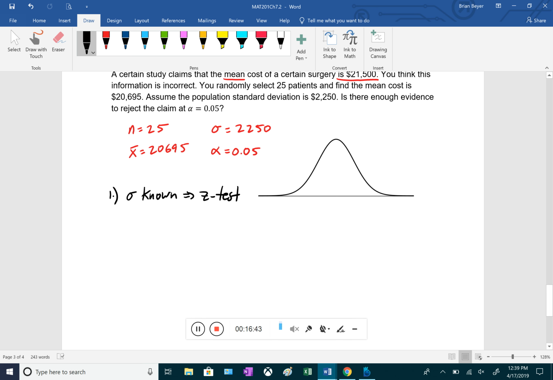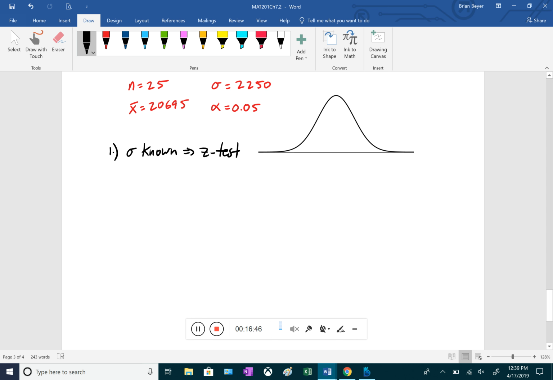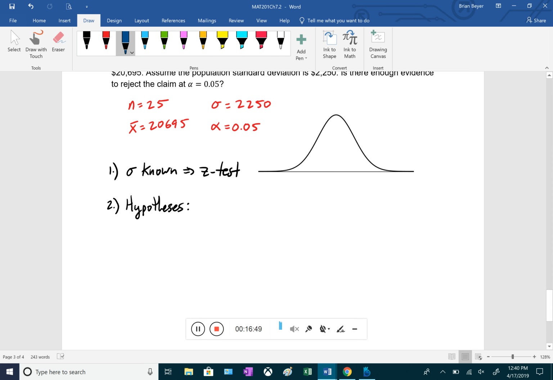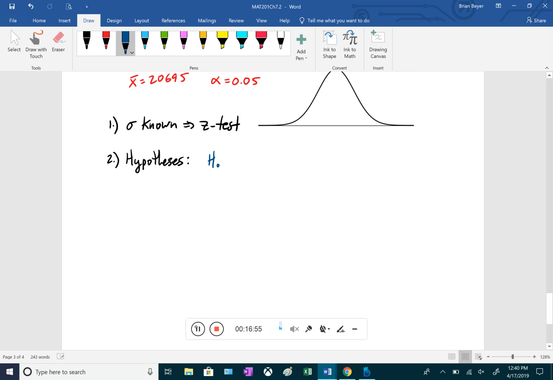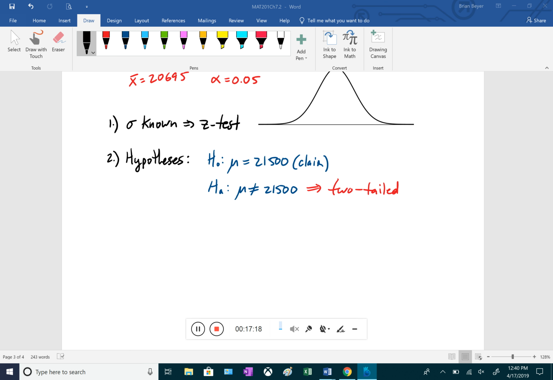And next, for setting up these hypotheses, we know from the claim mu equals 21,500. We know that that is going to be our null. And I'm just going to write down that that is the claim. And then write down the alternative. So if the null says equal to, that means the alternative says not equal to. And that means we know we're going to be doing a two-tailed test. So we're going to have to find z next, and then we're going to do the area to the left of negative z and the area to the right of positive z for the p-value.